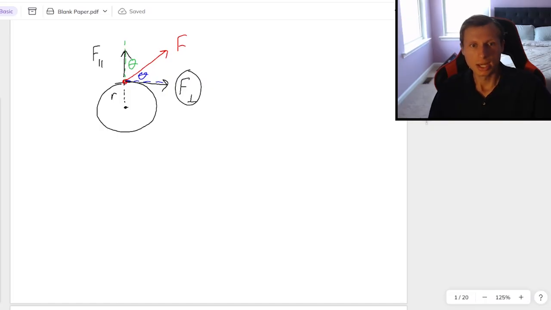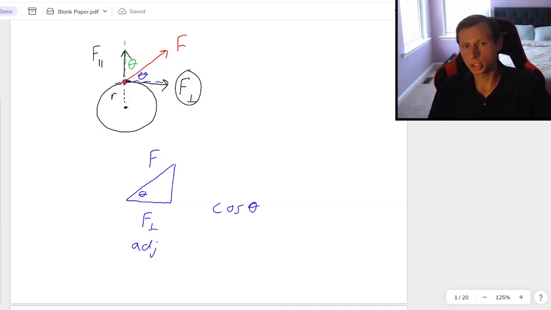I'll tell you. If I have the blue triangle, I'll call it, which was the first one I drew, here's F on the hypotenuse. And F perpendicular, as you can see, is on my base. That is actually going to be the cosine of theta because F perpendicular is the adjacent leg. And just to show a little proof here, cosine is defined as the adjacent over the hypotenuse. If you solve for F perpendicular by multiplying F on both sides, F perpendicular equals F cosine theta.